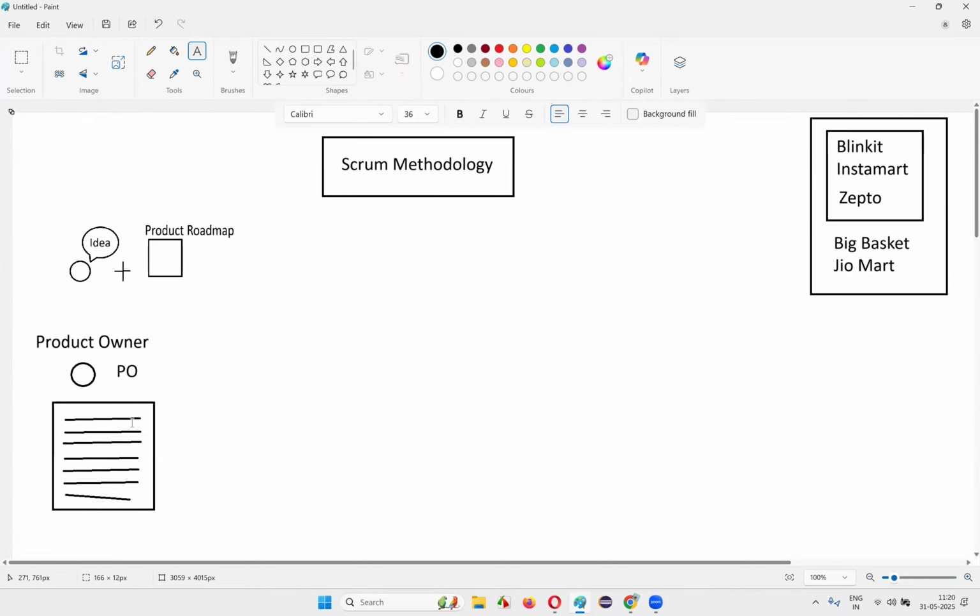Everyone type in the chat box, product backlog. All the requirements are put into one bucket by the product owner with whatever business knowledge he has. The product owner will start creating requirements, and those requirements will be put into a bucket known as product backlog. That is known as product backlog.